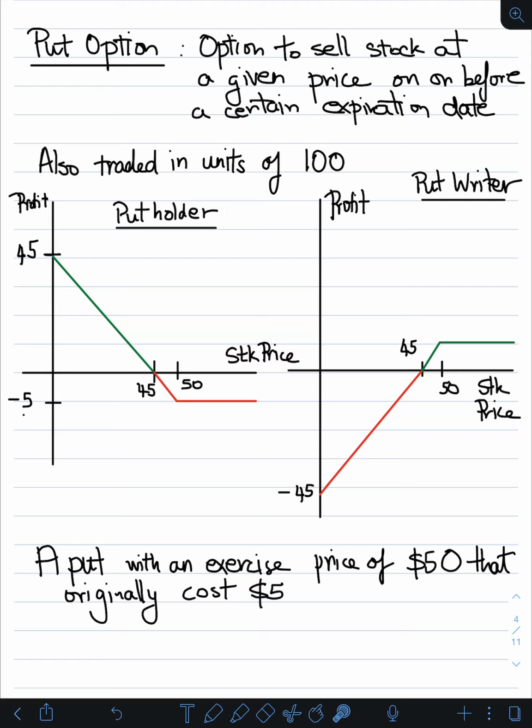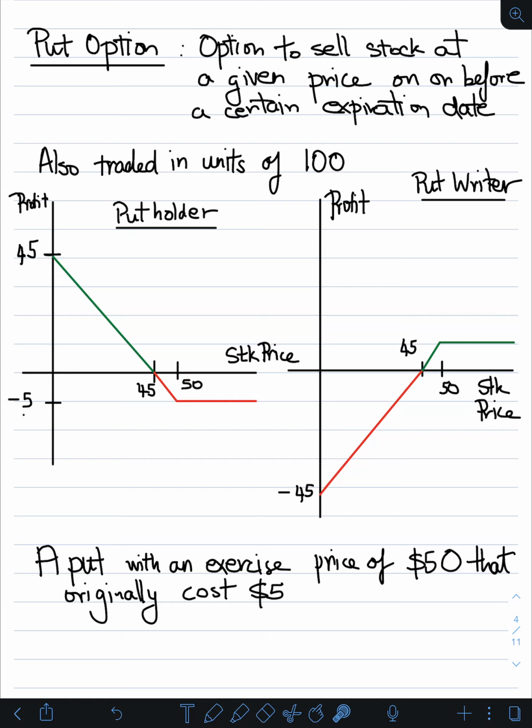So you pay $5 to the put writer for the right to be able to sell the stock at $50 regardless of what the stock is doing in the market. How does a put holder make profits? A put holder will make an overall profit at any price below $45. They'll make an overall loss between 45 and 50, and they'll make a complete loss above 50.